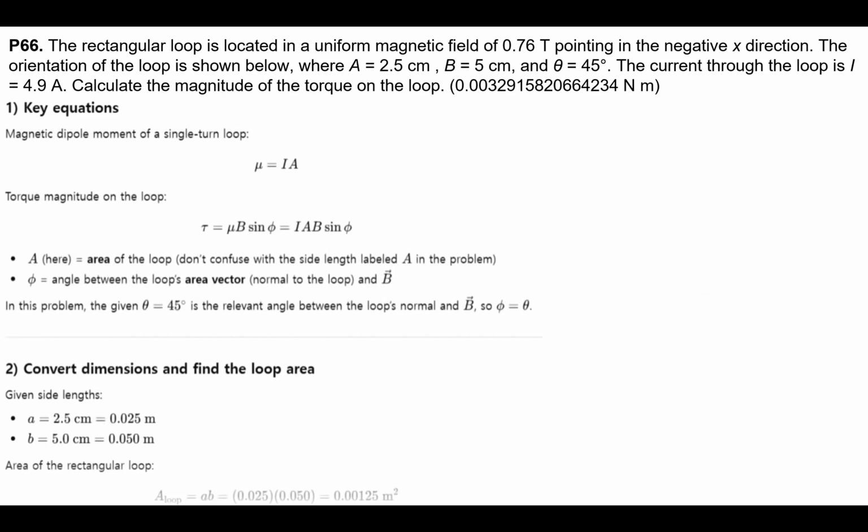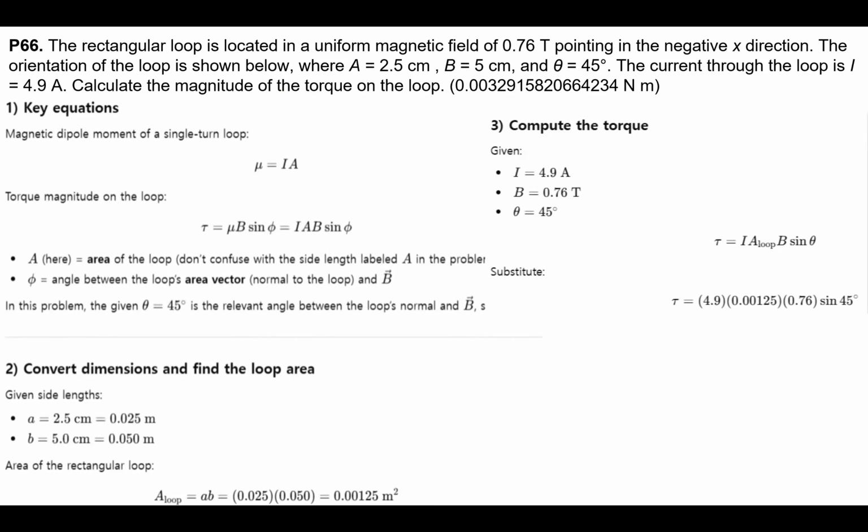A rectangular loop is located in a uniform magnetic field pointing in the negative x direction. The orientation of the loop is shown below. Oops, I did not add the diagram, but theta is given as 45 degrees.